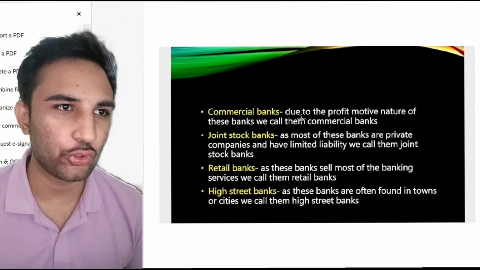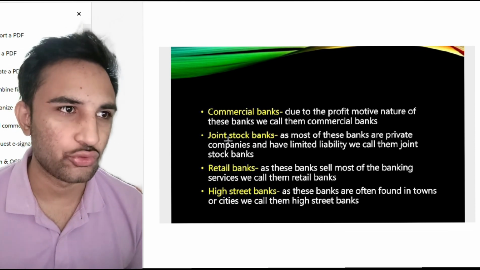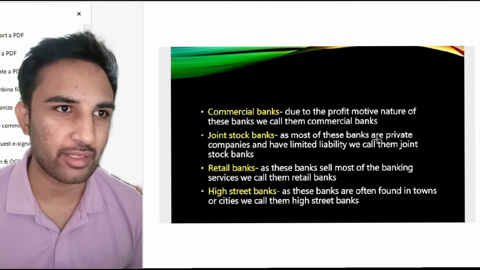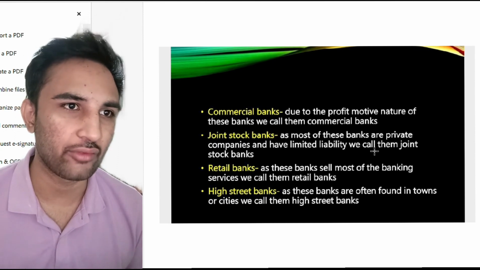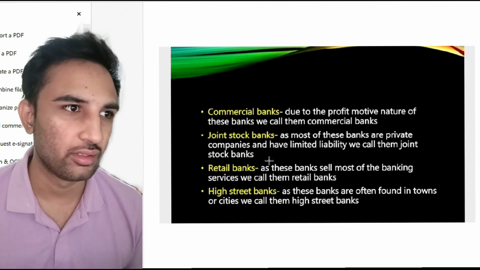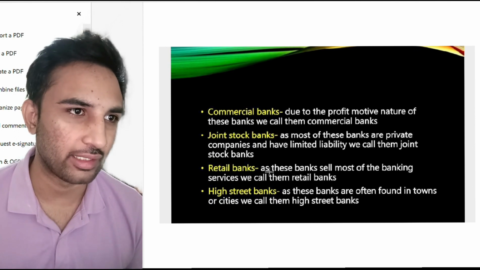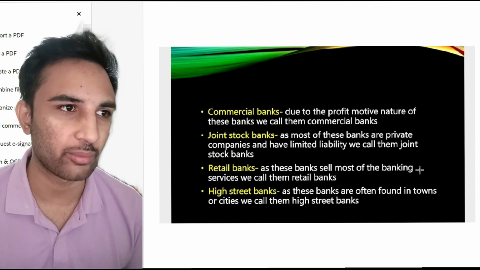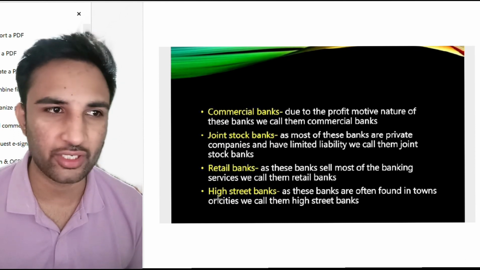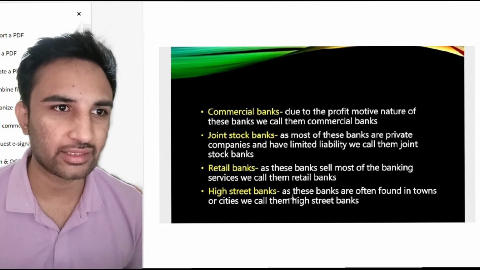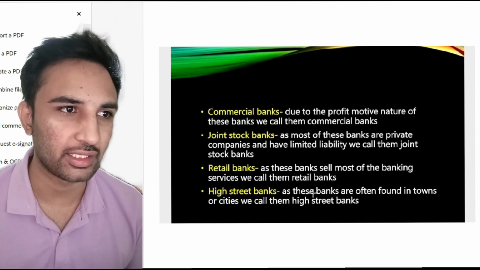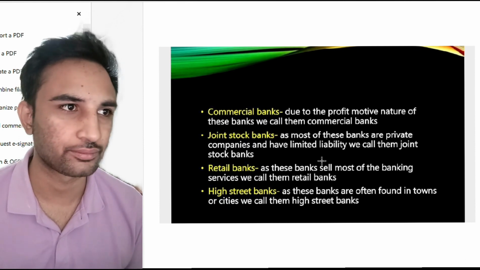Commercial banks: due to the profit motive nature of these banks, we call them commercial banks. Joint stock banks: as most of these banks are private companies and have limited liability, we call them joint stock banks. Then there are retail banks. As these banks sell most of the banking services, we call them retail banks. High street banks: as these banks are often found in towns or cities, we call them high street banks.